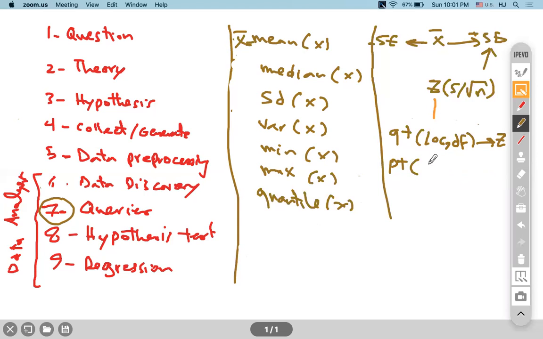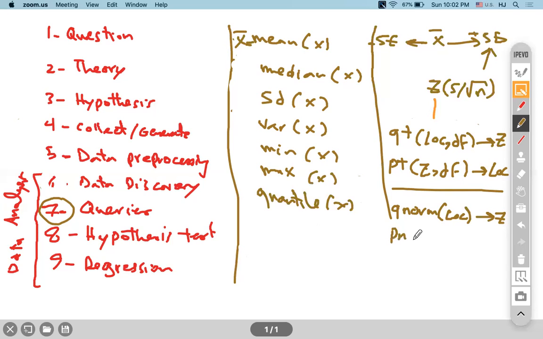So PT, then you provide Z with degree of freedom, and this will return the level of confidence. If your data is of a size larger than 30, then in this case you have to use the normal distribution. So you can just use qnorm, and you provide the level of confidence, and that will return the Z. And you can also use pnorm using Z, and you will be able to get the level of confidence. So you can go in two directions actually.